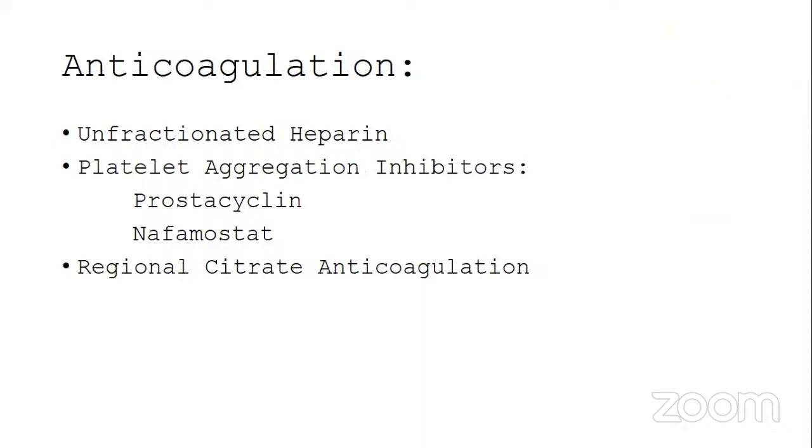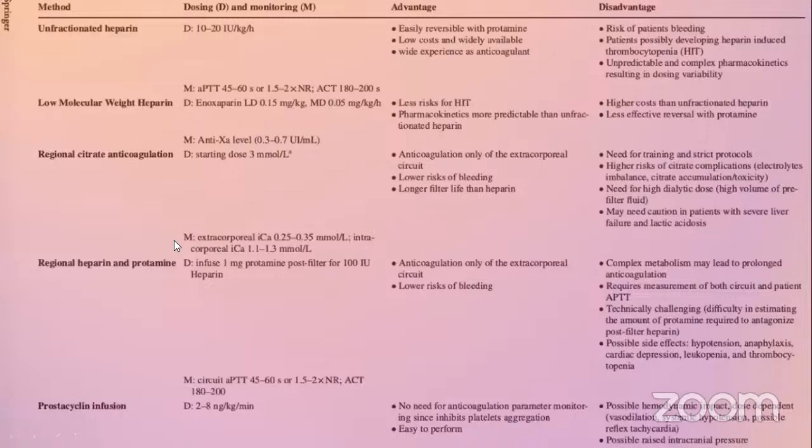Coming to anticoagulation, as the blood is drawn out of the body, the risk of clots will be very high. To prevent clots, one has to consider adding an anticoagulant into the CRRT extracorporeal circuit. The most commonly used is unfractionated heparin. In our unit, we start unfractionated heparin at 5 to 10 units per kg per hour, and we target APTT levels between 45 to 60, or 1.5 to 2 times the normal range.